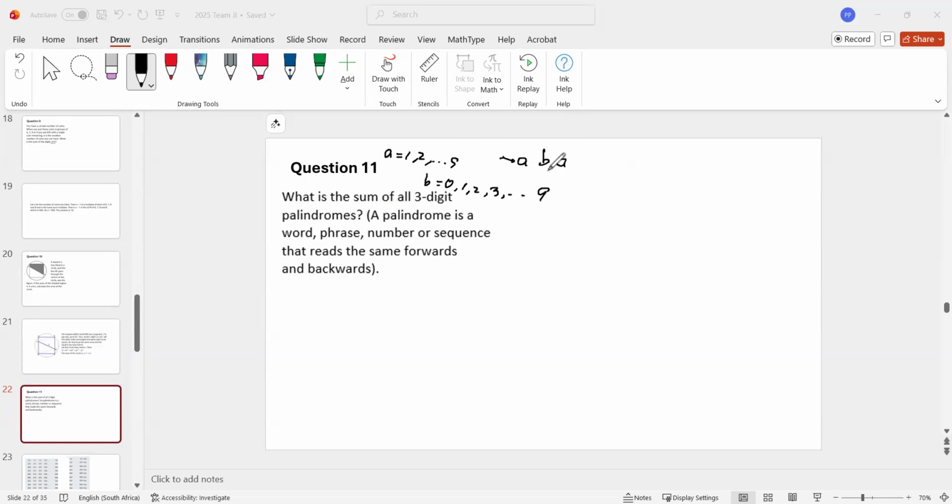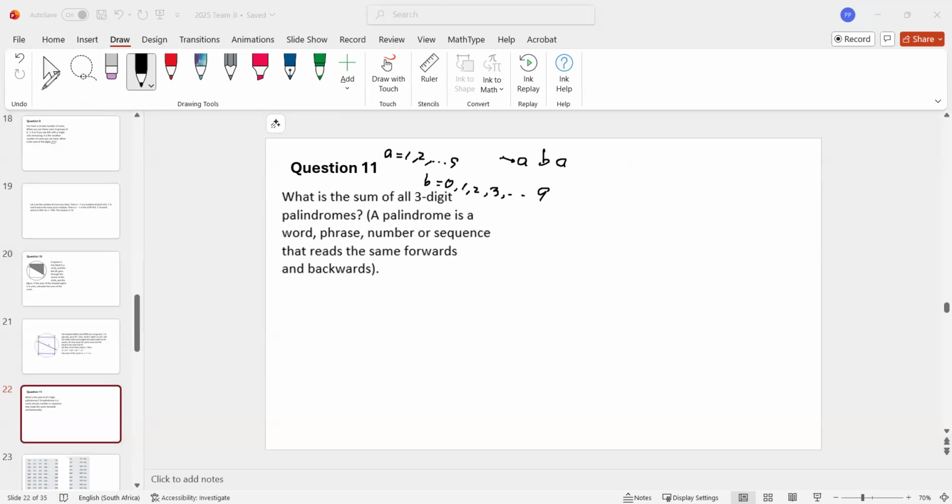Now, the problem is not only to find all the 3-digit palindromes, but you take them and you must add all of them. So that's quite a mouthful. There could be a very large number of such palindromes.